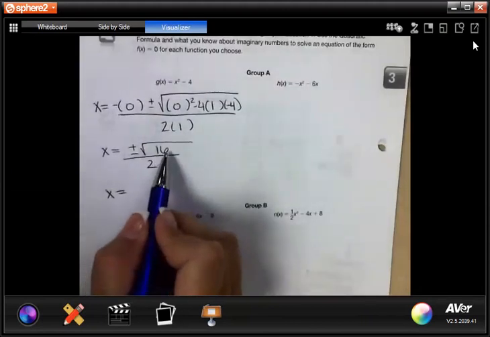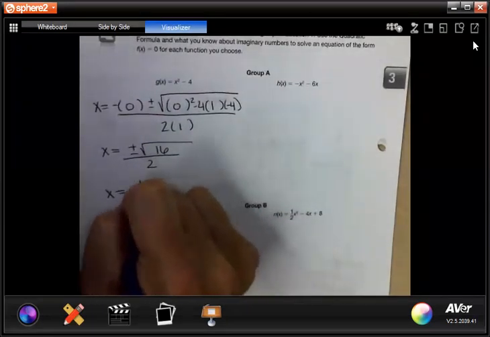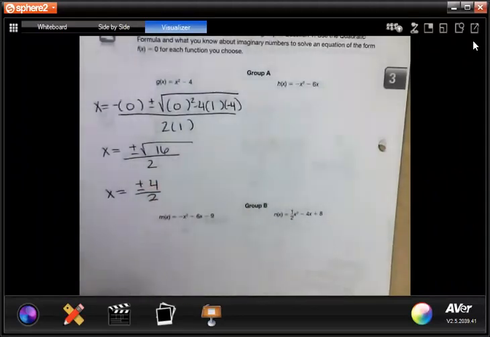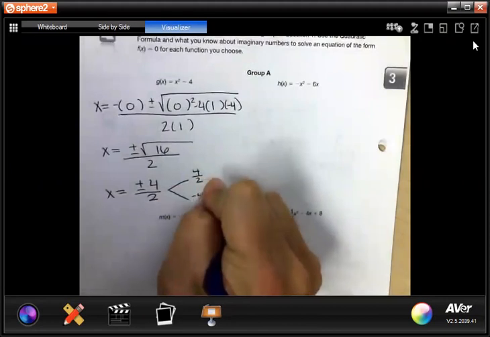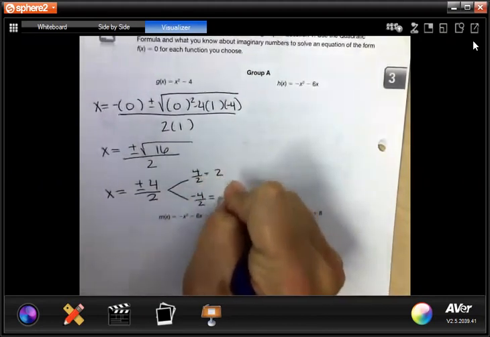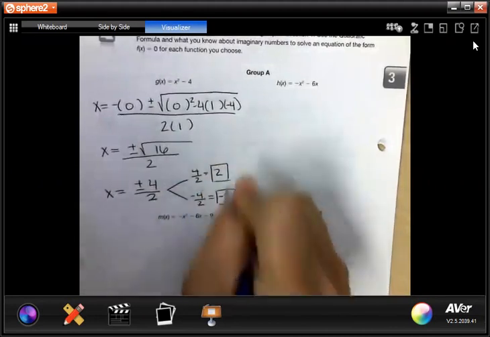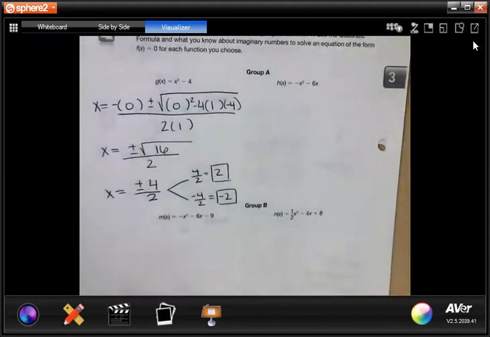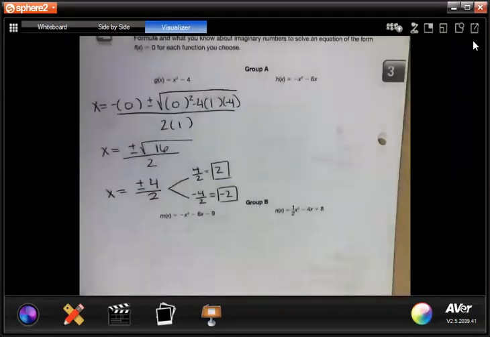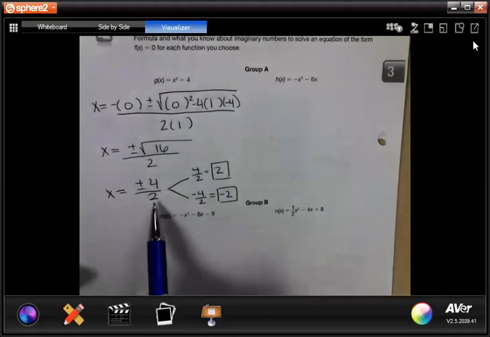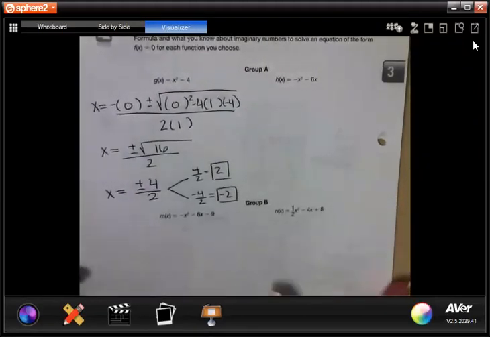Now the square root of 16 is 4. So we can simplify that further. And that is over 2. And so this is where we can separate it into the 2. We get a positive 4 over 2 and a negative 4 over 2, which is 2 and negative 2. Notice that that was where our graph crossed, 2 and negative 2. So you can look at the graph and see where the solutions are there, 2 and negative 2, or you can look at our quadratic formula, plug it in, and go all the way to the end.